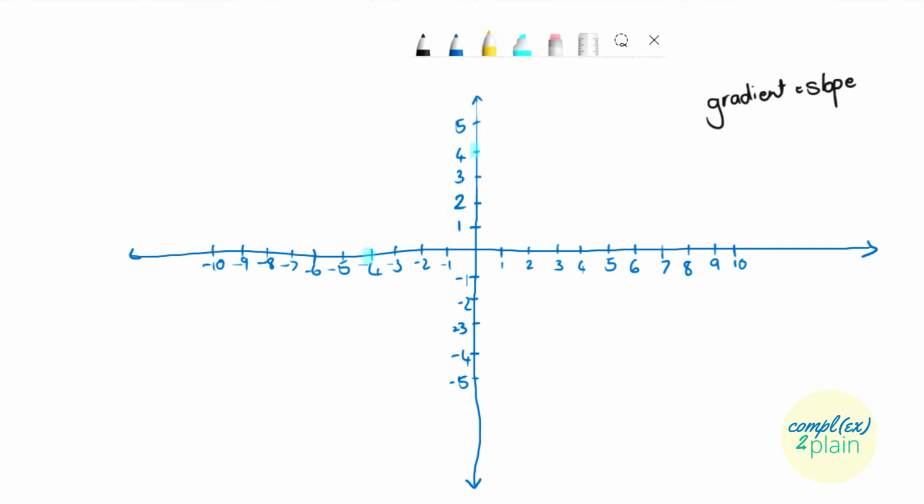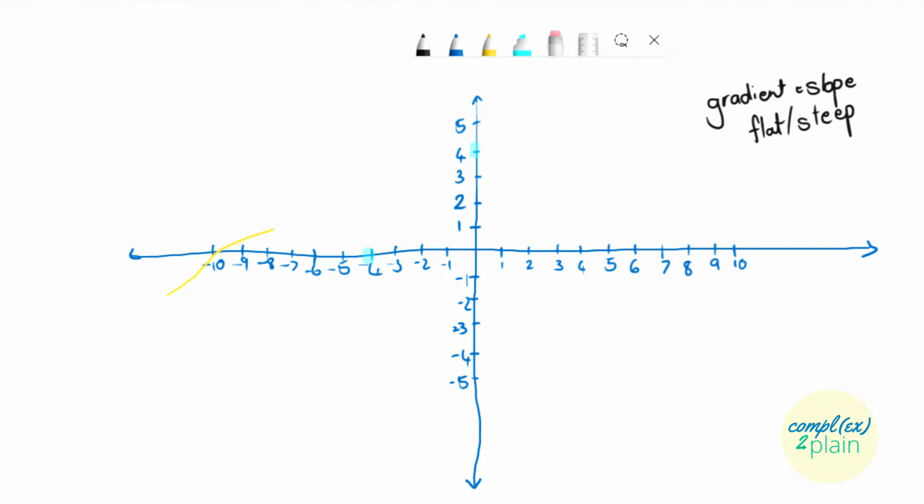Now I can also have a line with a really flat gradient. It looks like this. Just imagine that it's straight. Okay. So that would be a much flatter gradient. You can have even flatter. So a gradient can be flat or steep. A gradient can also be negative or positive.